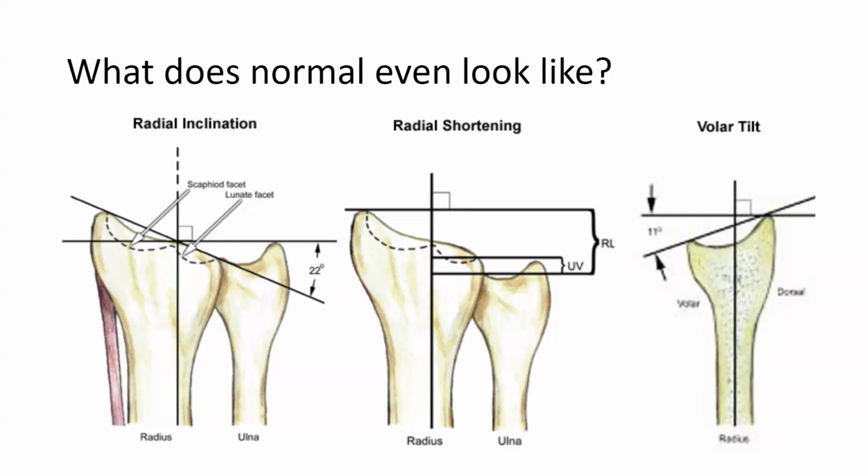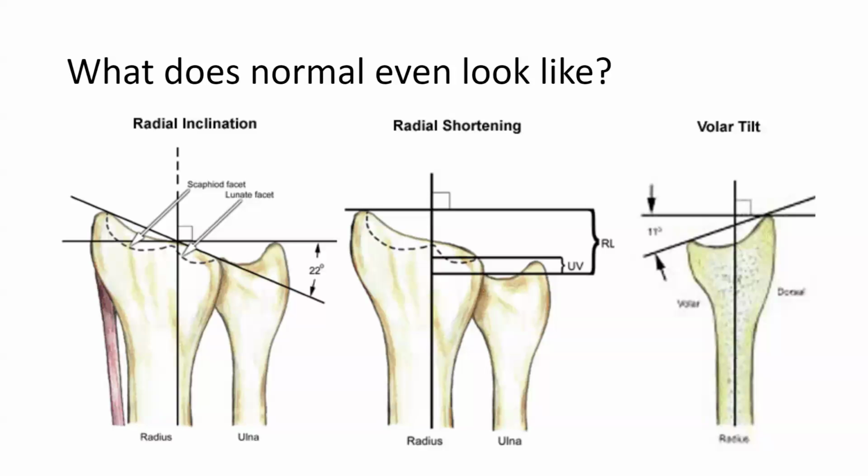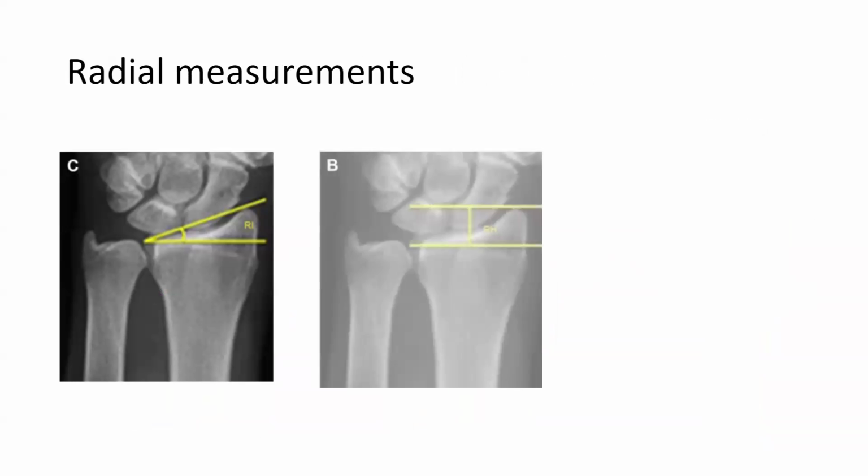All right, so radial inclination and radial shortening are things that you can see on the AP. The volar tilt is something that you'll see on your lateral, and the numbers that you need to know are all related to the number 22. So your radial inclination is supposed to be 22 degrees. Your radial height is supposed to be 22 millimeters, and then your volar tilt is half of that, which is 11 degrees. Which are not easy numbers to remember.